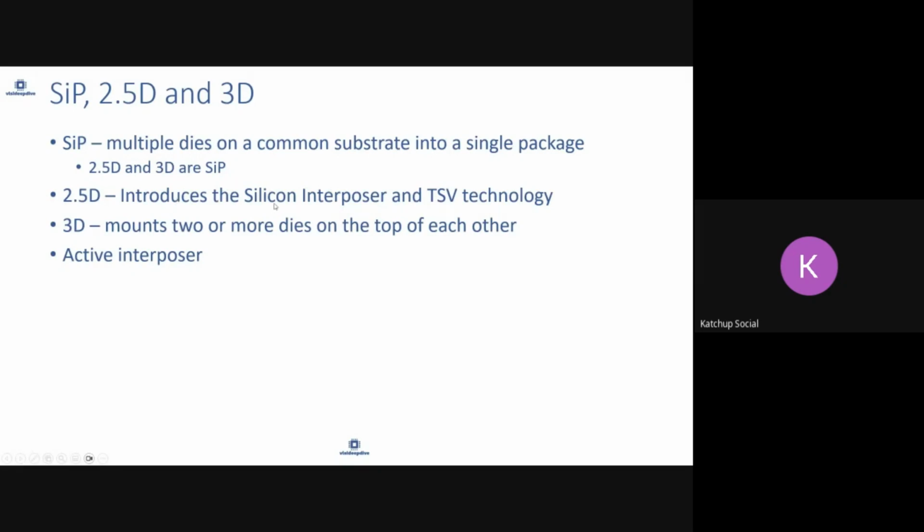2.5D introduces what is known as a silicon interposer, and TSV technology, which we'll talk about. 3D then mounts two or more dies on top of each other. It also has what is known as an active interposer. So let's understand what these key terms are. But the key enabling technology for that is system in package, which enables multiple dies together on a common substrate in a single package.